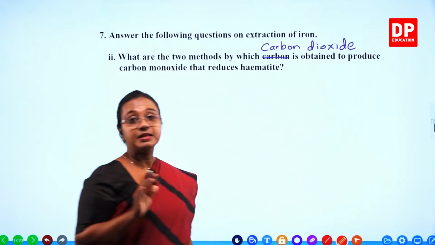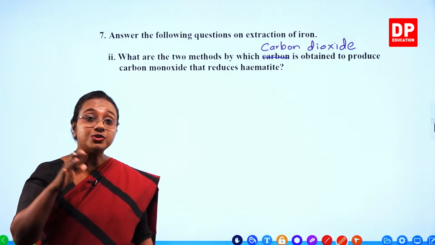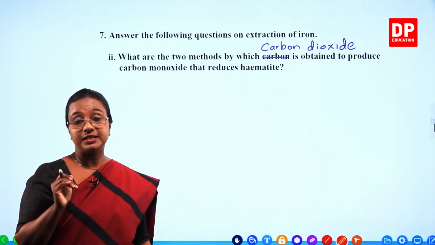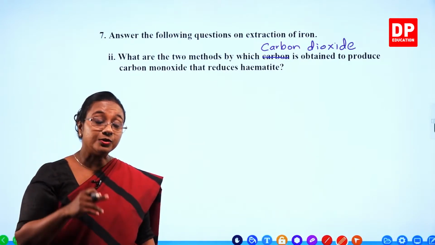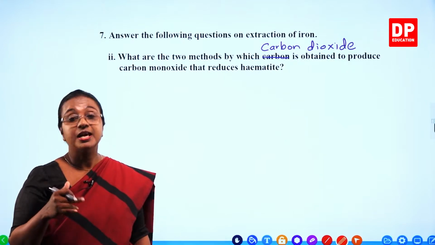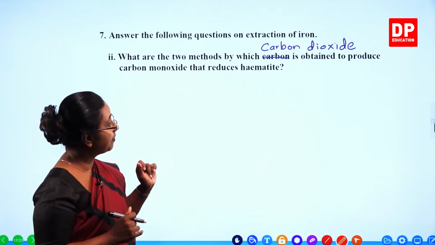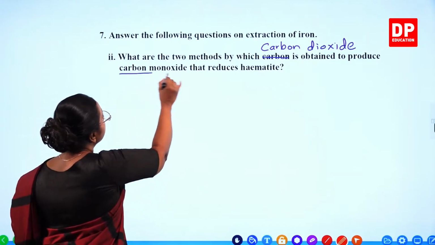Because you all know, in the procedure we don't produce carbon. We actually use it as a raw material. Coke is carbon, that is a raw material. So when coke reacts with oxygen, we get carbon dioxide. That is one way of getting carbon dioxide that is used to produce carbon monoxide.